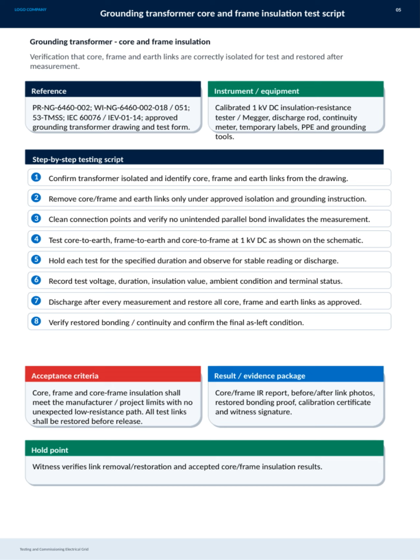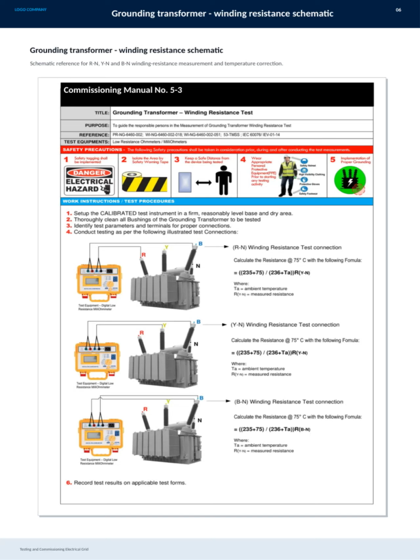The insulation must meet the manufacturer's and project's specific limits, with no unexpected low-resistance paths. Documentation includes the insulation resistance report, photographic evidence before and after link removal, calibration certificates, and witness signatures. At the hold point, an authorized witness confirms link removal, restoration, and accepts the insulation test results, ensuring compliance and safety before proceeding.